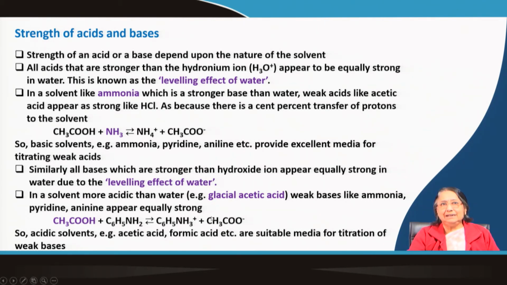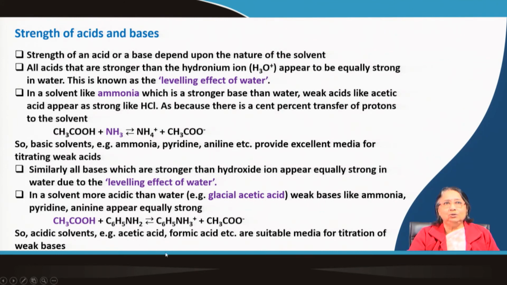In a solvent more acidic than water, that is glacial acetic acid, weak bases like ammonia or pyridine or aniline, this is nothing but aniline. Aniline is a weak base, so it is not completely dissociated, but if you take acetic acid as a solvent, then it will act as a strong base. So, this tells that strengths of acids and bases depend on the solvent.